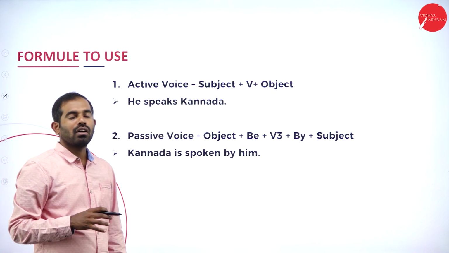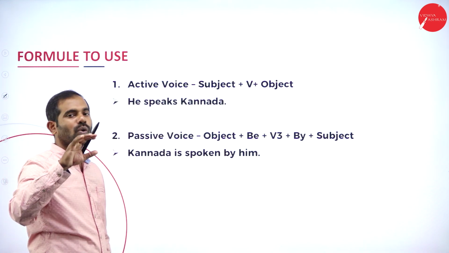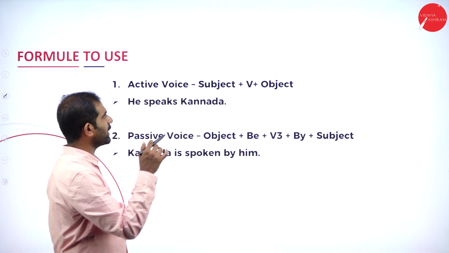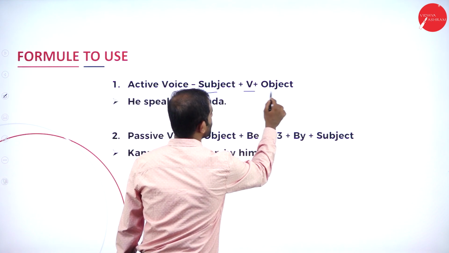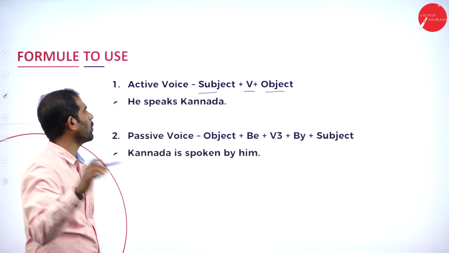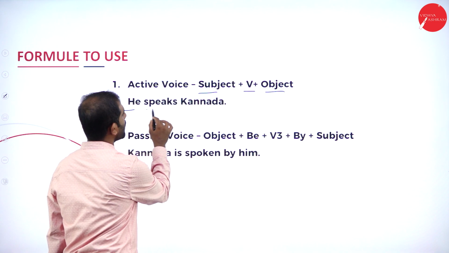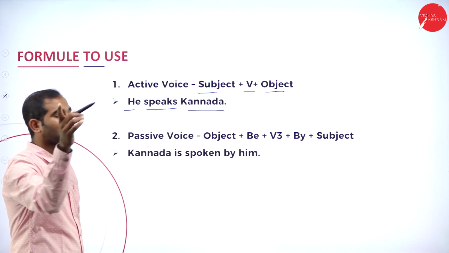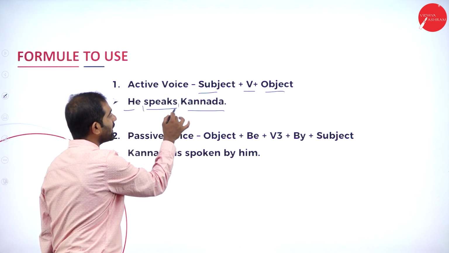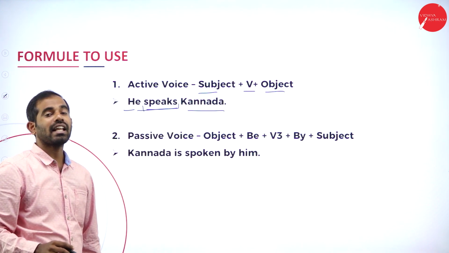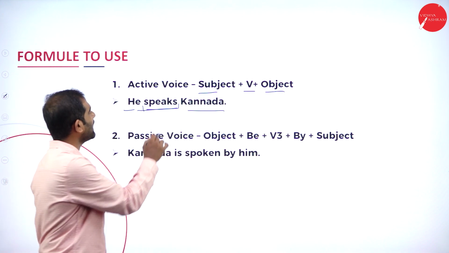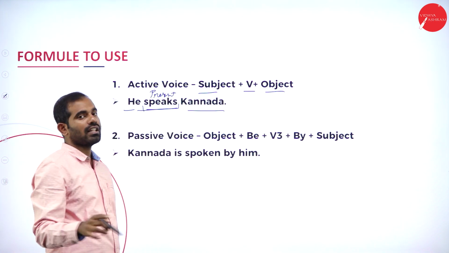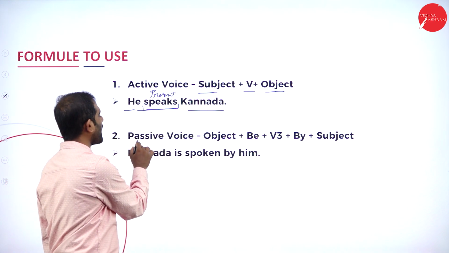Here is the formula we use to identify or change the voices. Active voice will usually have subject plus verb plus object. As I told you, SVO. Try to observe subject plus verb plus object. He speaks Kannada. Try to apply the rule here. Try to identify what is the tense of this main verb. It is in present tense. So we are going to use present tense auxiliary verb when we come to passive voice.